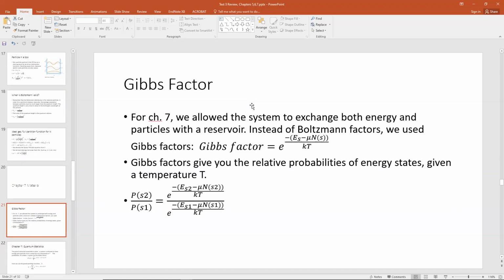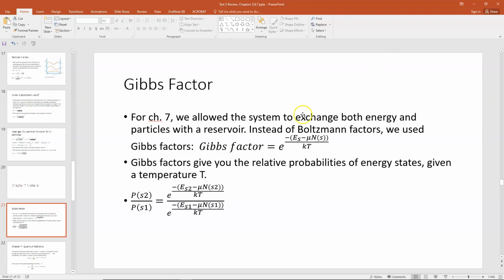So the first thing that we introduced was a Gibbs factor. Now, in Chapter 7, instead of just dealing with exchange of energies, we dealt with the exchange of energy and particles with a reservoir. And that meant that instead of Boltzmann factors, we had to use Gibbs factors. Gibbs factors are defined as e to the minus (E_s minus mu N) over kT.